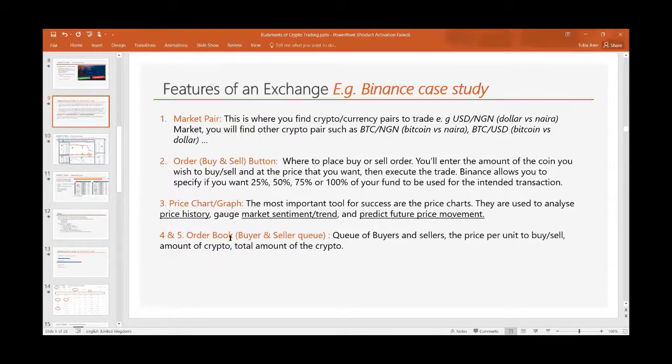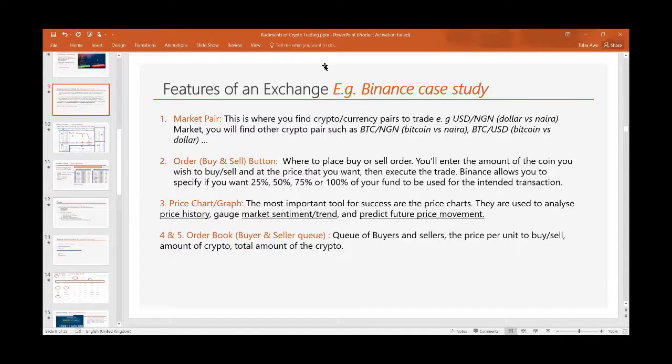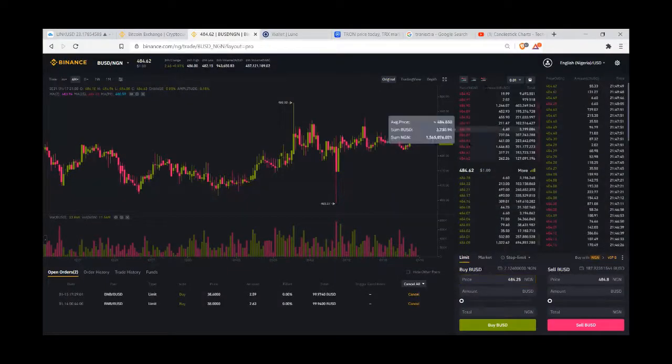Then the fourth or fifth thing is the order book. Now the order book is buyers and sellers that queue up. So it's a queue of buyers and sellers, and it shows you the price of the assets you want to buy or you want to sell. So that's what we have here. This is an order book. Don't get confused. There are a lot of things there, but you just focus on the buttons you have to use.